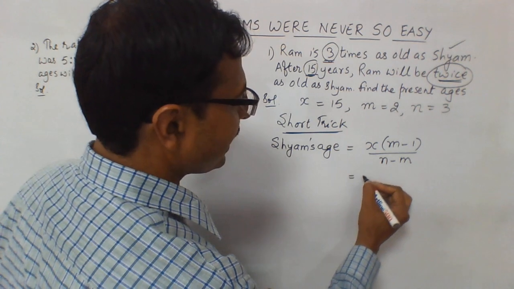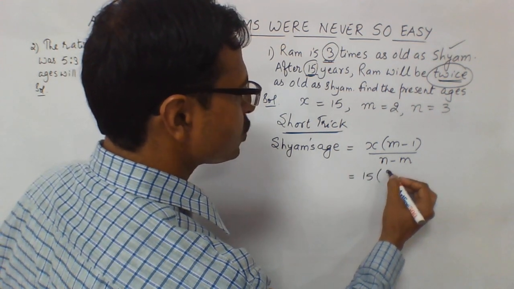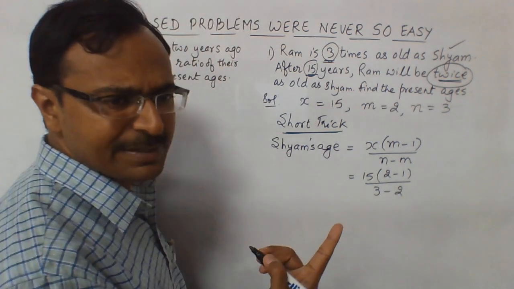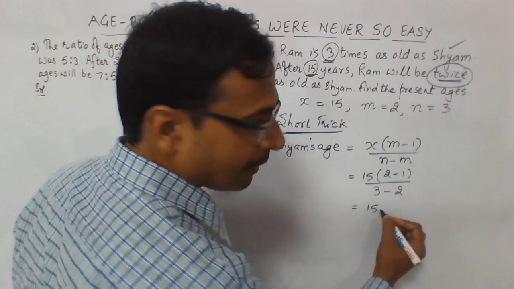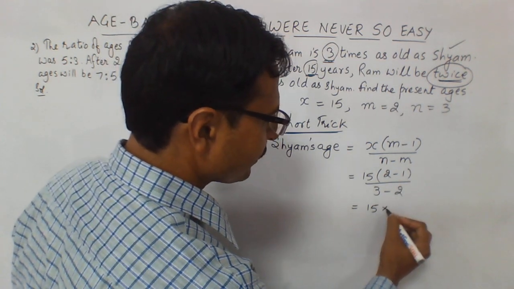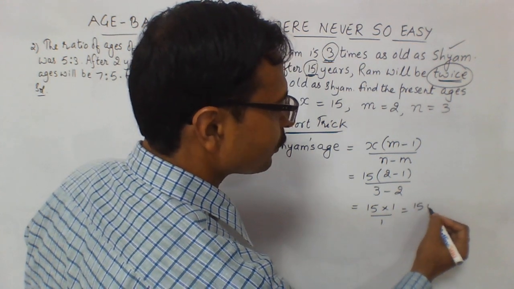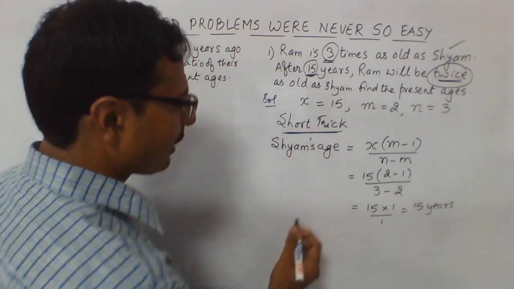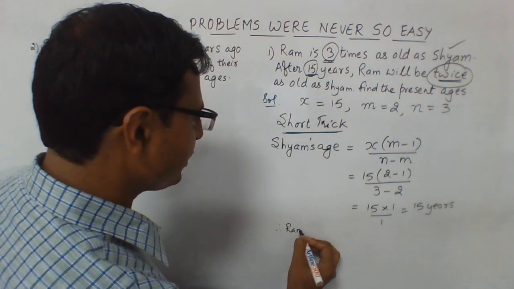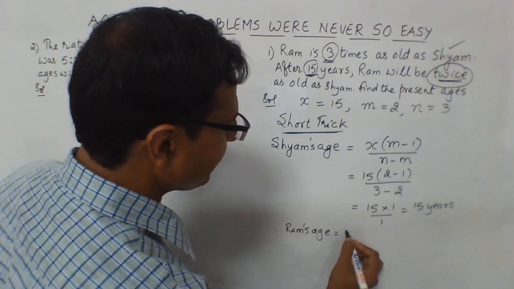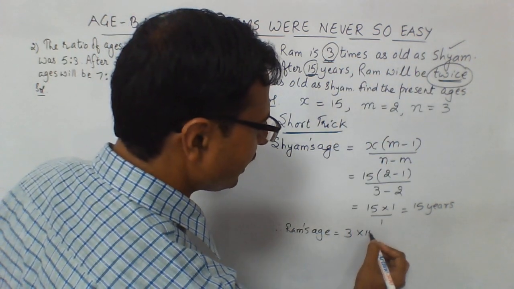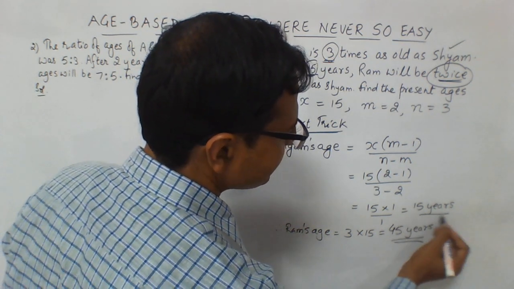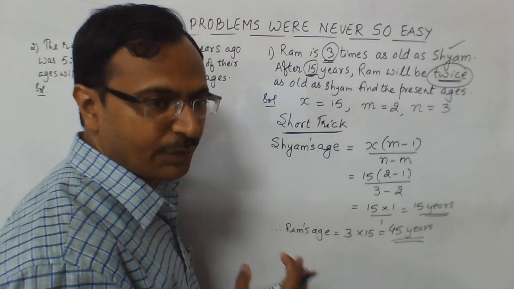So just put the values here. x is 15, m is 2, so 2 minus 1, upon n is 3 and m is 2. Very simple calculation, and this will give you 15 multiplied by 1 upon 1, which is 15 itself. So 15 years is the age of Shyam. Now finding the age of Ram is just a formality. Ram's age will be 3 times Shyam's age, as given in the question, so 3 times 15, that is 45 years. So here you have the answer: 45 years is the age of Ram and 15 years is the age of Shyam.